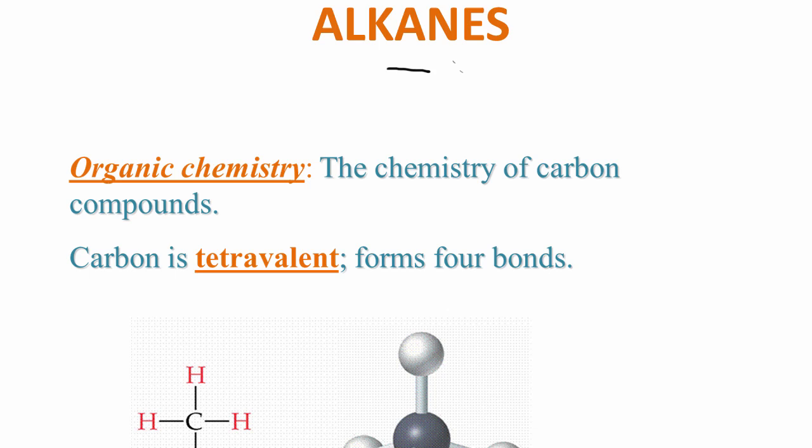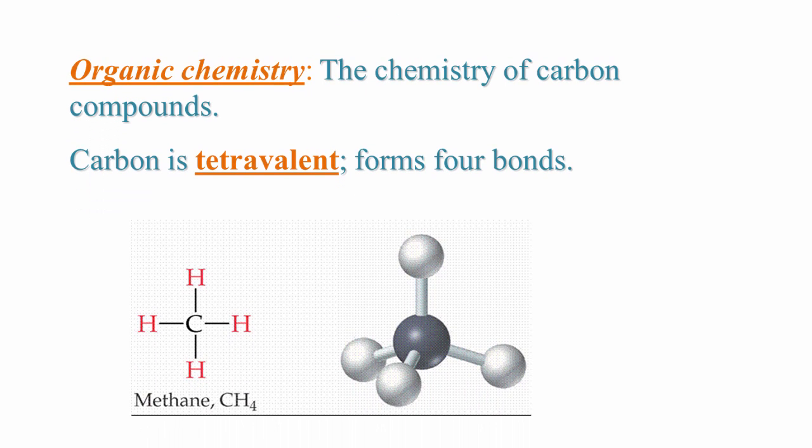Now, as a review, we know that carbon will form 4 bonds. That could be 4 single bonds. It could be a double bond and 2 single bonds. It could be a triple bond and a single bond. But it always forms 4 bonds. We refer to carbon as being tetravalent. Tetra meaning 4. So carbon forms 4 bonds.